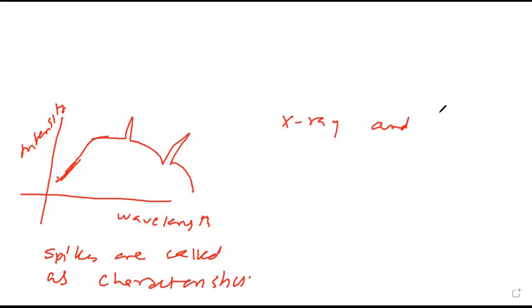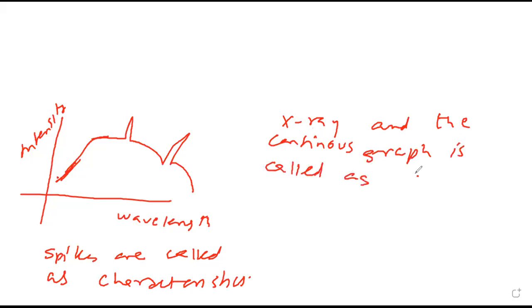And the continuous graph obtained is called continuous X-rays. Meaning, when you plot the graph, at certain wavelengths there will be spikes. Those spikes depend upon the nature of the material.